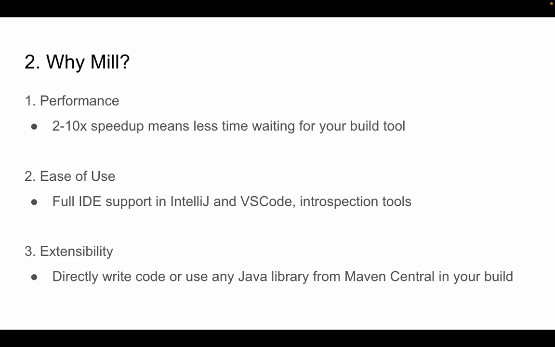So in terms of performance, depending on what build you're looking at, I was seeing 2 to 10x speedups in local builds. Ease of use, IDE support, and tools to look at what your build is doing is much better than Maven or Gradle, despite being a much less popular tool. And in terms of extensibility, you can directly write code to do what you want, or just grab things off Maven Central without having to find a foo plugin to do foo in your build or a bar plugin to do bar in your build. You just take foo directly and use it, and you already know how to use things from Maven Central because you're Java programmers. So first, let's talk about performance.